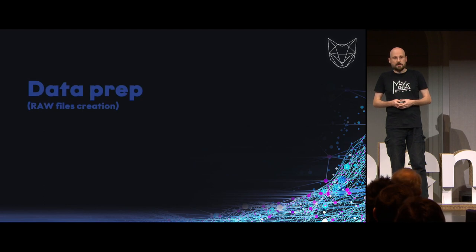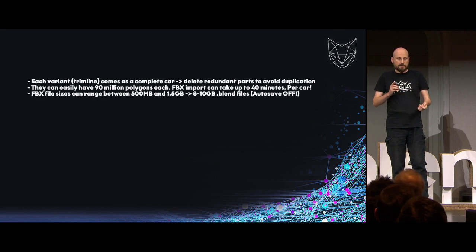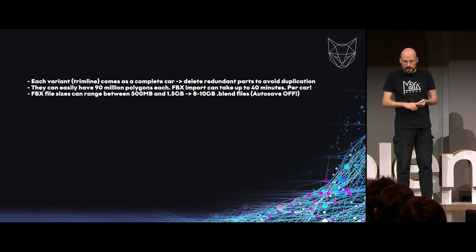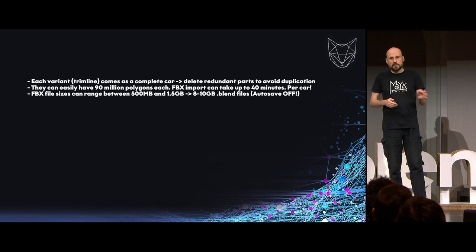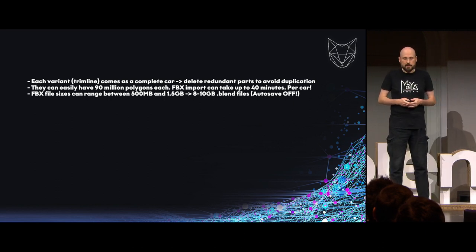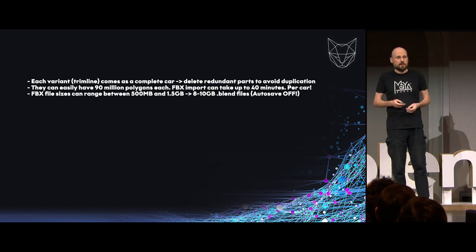So data preparation, where we create raw files for us to work on. We have different variants or trim lines, as we call it, and they come in as complete cars. So what we have to do first is delete a whole bunch of redundant parts that are repeated throughout each trim line. They can have up to 90 million polygons each. They come in as FBX files, and they can take up to 40 minutes or so to import into Blender. And those files can range between 500 megabytes to 1.5 gigabytes, which can result in blend files that go up to 8 or even 10 gigabytes. So please turn off autosave if you ever have to do something like this.